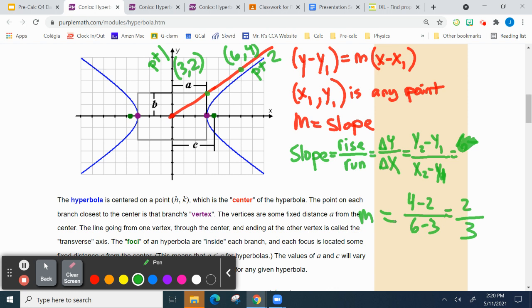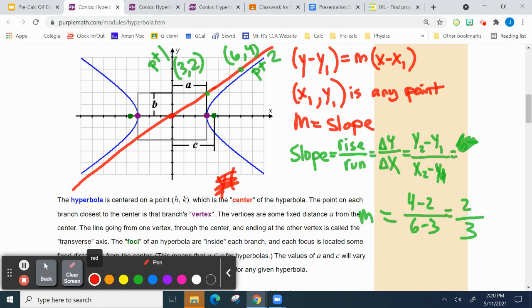And so now, for the equation for this line, we can just go ahead and use either one of those points. The equation for this particular asymptote is going to be y, and I'll just pick the first point.